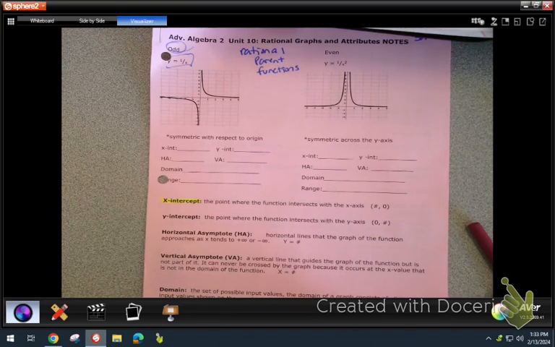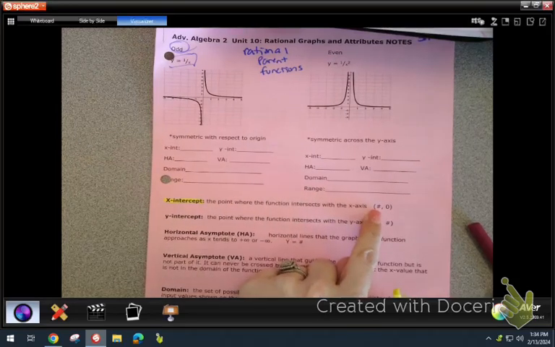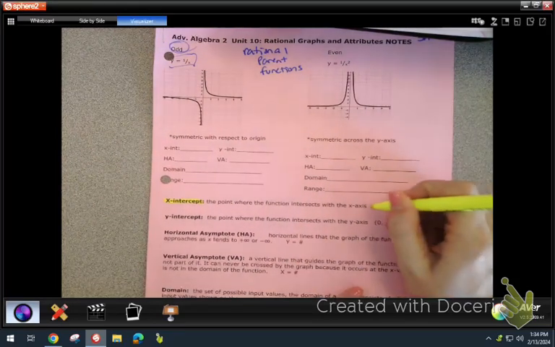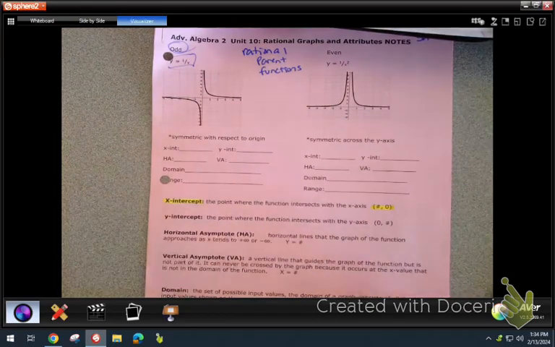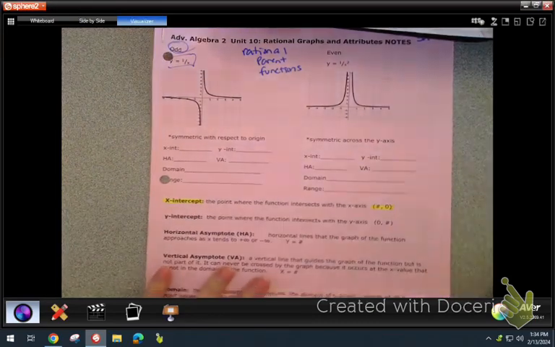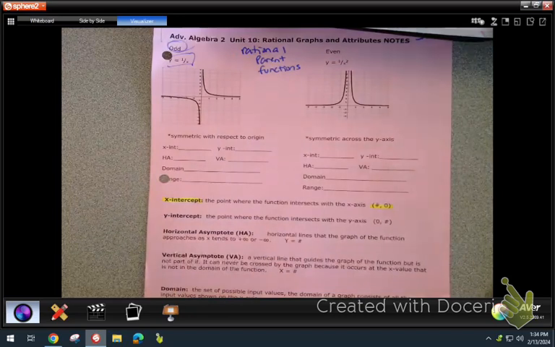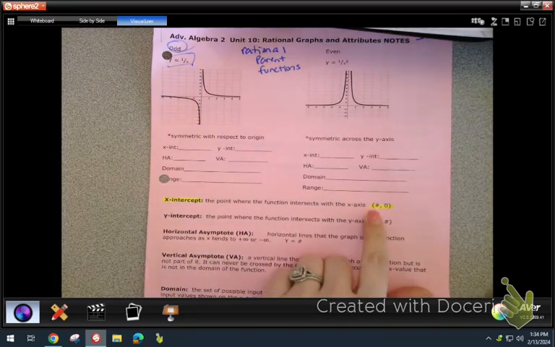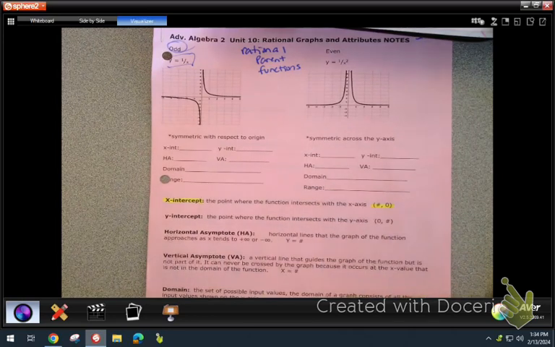X-intercepts are where the graph crosses the x-axis. It's written as an ordered pair, so it'll be an x value and the y value will always be 0. With the functions that we're going to graph today, you may have one, you may not. If you do, you can have multiple, depending on how complex your graph gets. But finding intercepts is something we will be doing over the next couple of days.